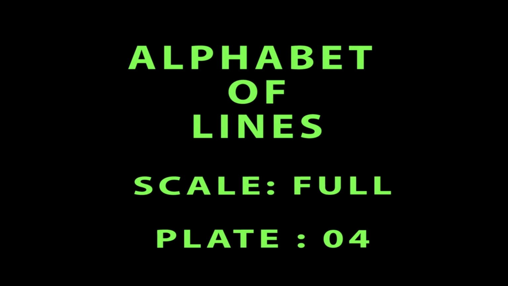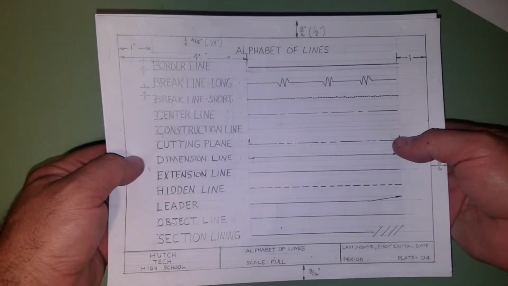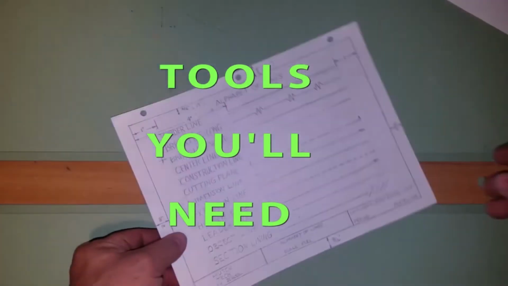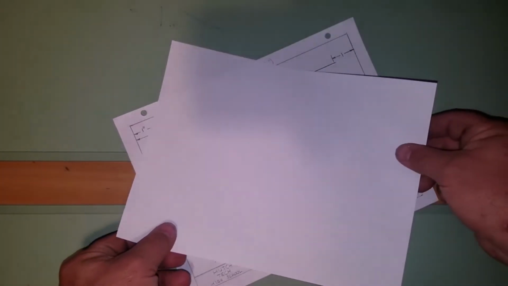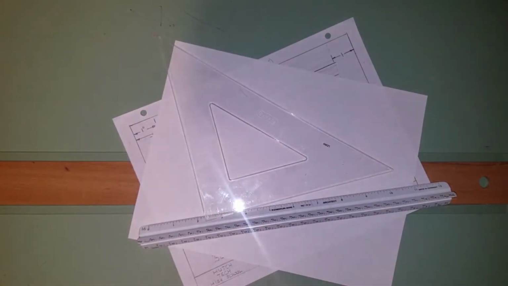In the following project, we're going to be looking at alphabet of lines. The scale is full. The plate number is 4. You're going to need the following items to work on this drawing. First, you're going to need that worksheet. You're going to need a T-square, again the worksheet, a blank piece of paper, your architectural scale, a 45-degree triangle, your 4H pencil, and your 2H pencil.